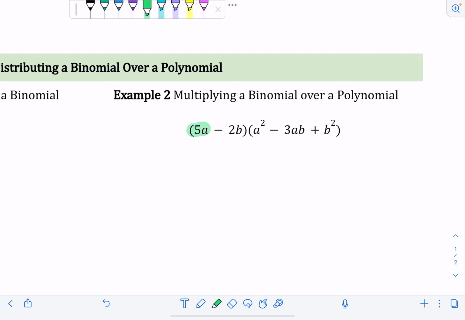Okay, so 5a, we're going to take it and multiply by everything inside there. I'm not going to multiply by everything yet. I'm just going to say 5a times that whole parentheses. So 5a times a squared minus 3ab plus b squared. So 5a times that whole parentheses exactly.